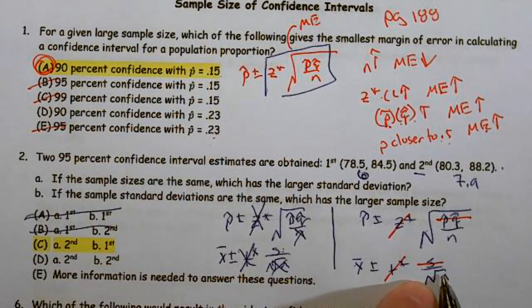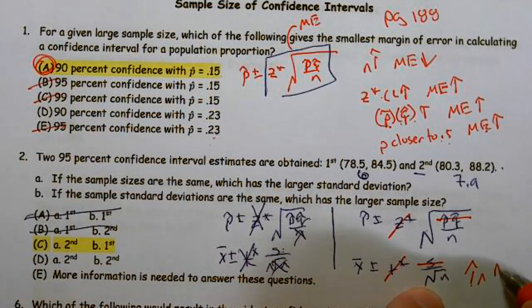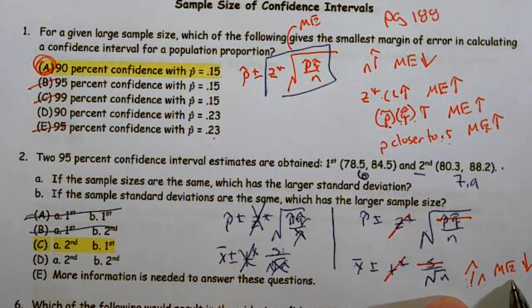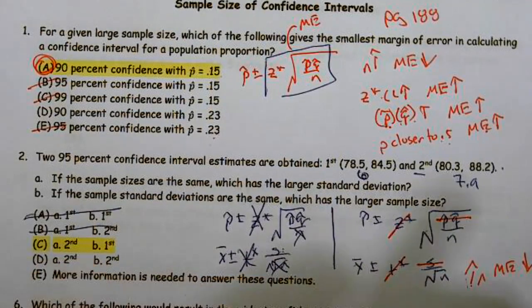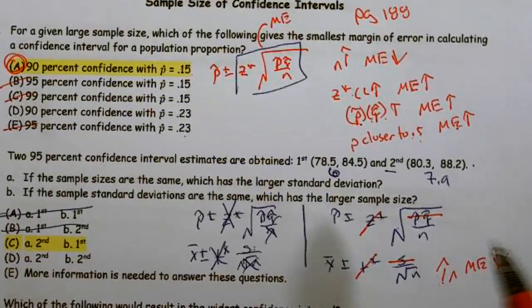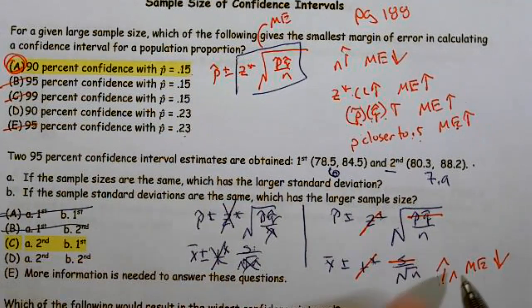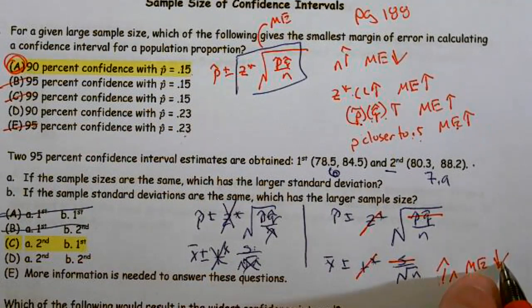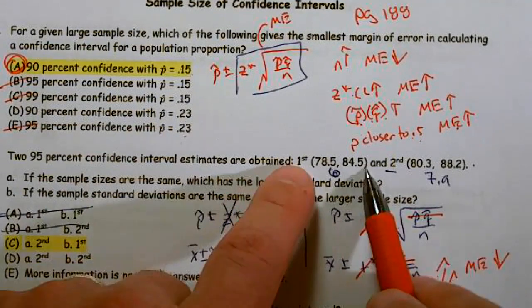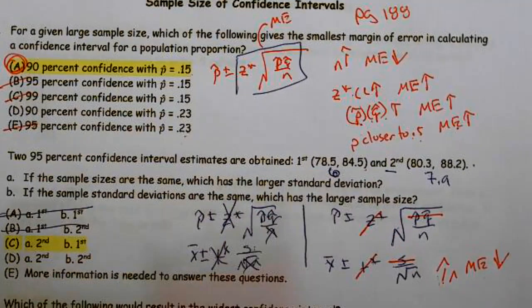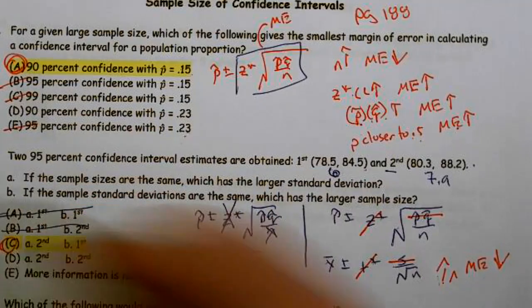And since we're dividing here, as n goes up, the margin of error goes down. So they're asking for which one is going to have the narrowest. Well, this one is narrower. So obviously that's our answer, which of course it was highlighted. Because as the sample size goes up, the margin of error gets smaller, so we should have a narrower interval. So this one is going to be C.